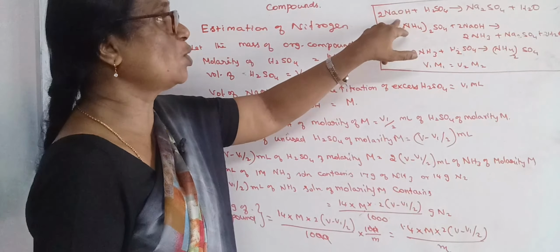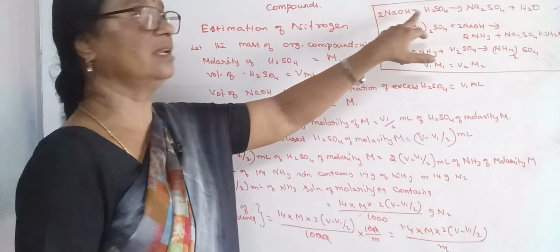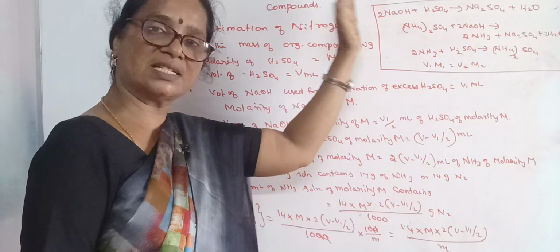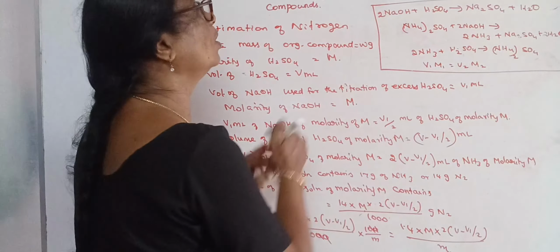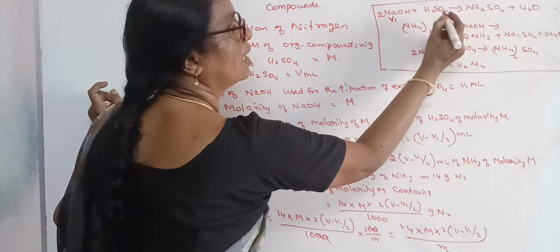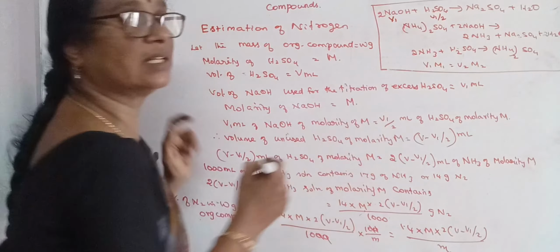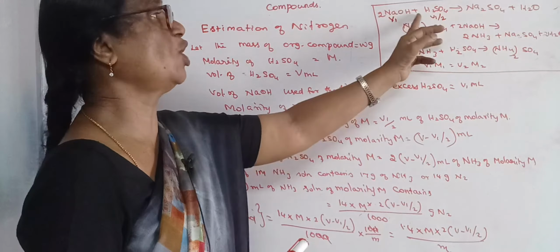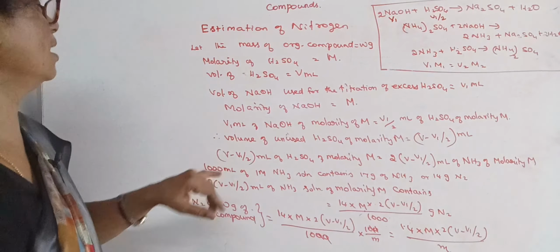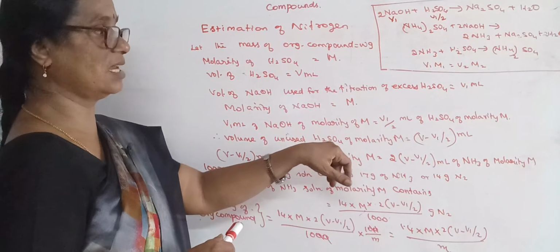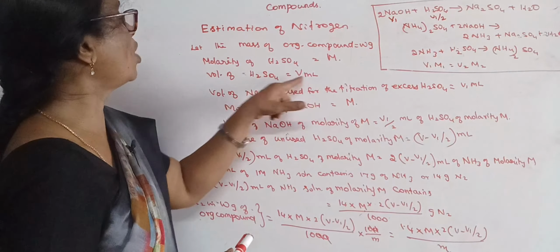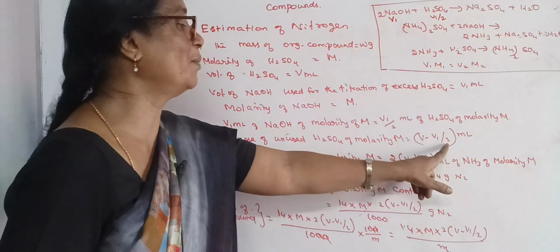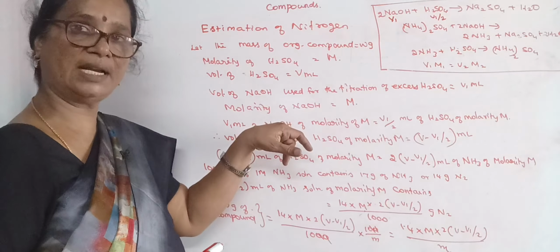Suppose I take V1 ml of sodium hydroxide, then the sulfuric acid required for the titration will be half of the volume of sodium hydroxide. So if it is V1 ml, then the sulfuric acid required for the reaction is V1 by 2 ml, because of the stoichiometric relationship. So, let us say the total volume of sulfuric acid is V ml, of which only V1 by 2 ml of sulfuric acid is used for its titration.